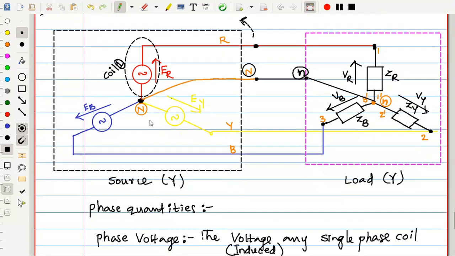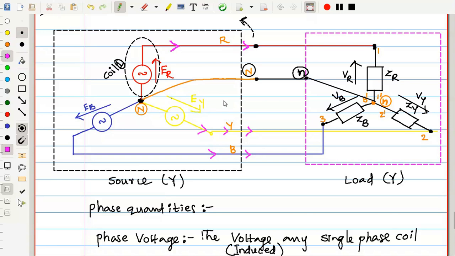Now, one more thing is, if we have one generator, then it is producing the current. The current will be outward from the generator terminals like this. So this is the current which is coming out of this single phase coil 1. Similarly, for the second coil, the current is coming out of this coil. So this is coil 2 current. Similarly, coil 3 current is the current coming out of this wire.